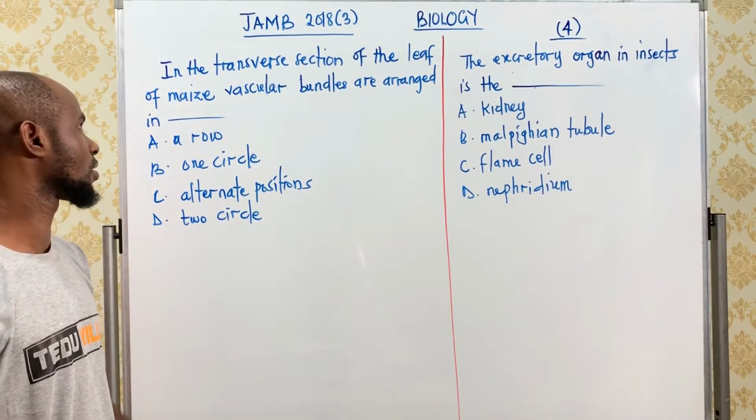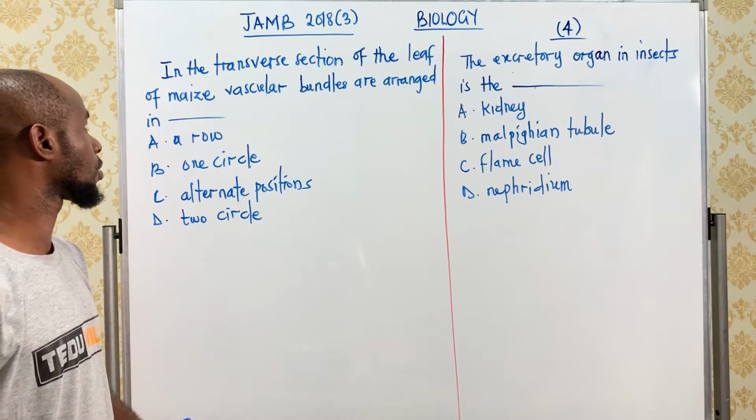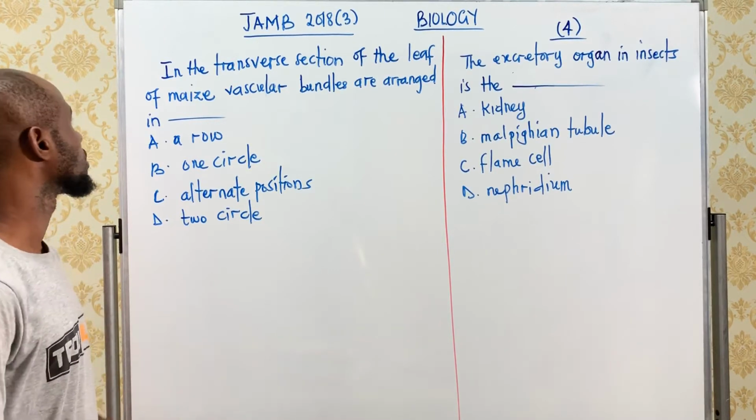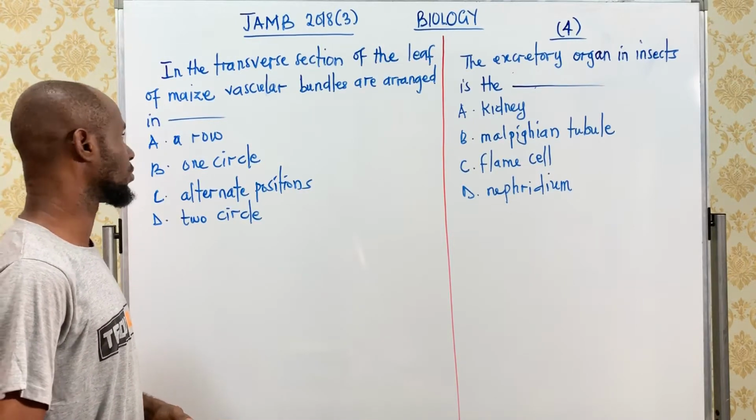Good day, students. Welcome to biology class, and we have question number 3 from the JAMB 2018 questions. In the transverse section of the leaf of the maize, the vascular bundles are arranged in dash.